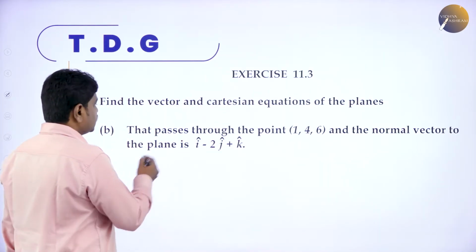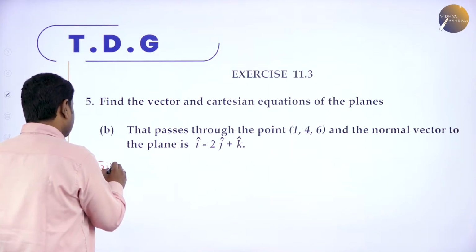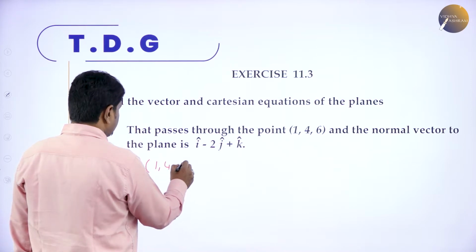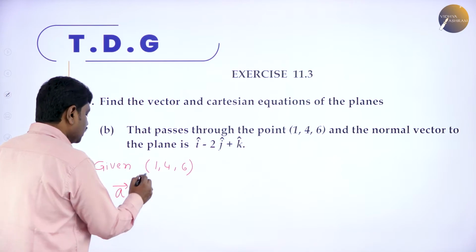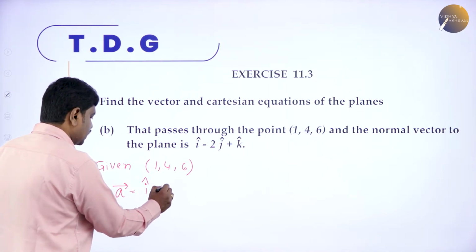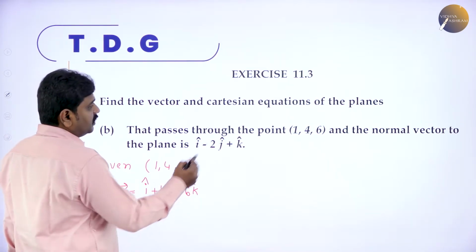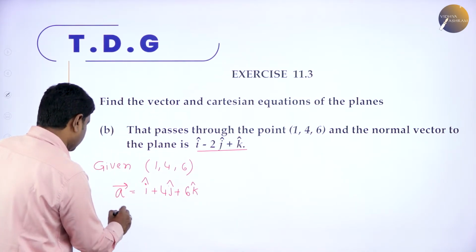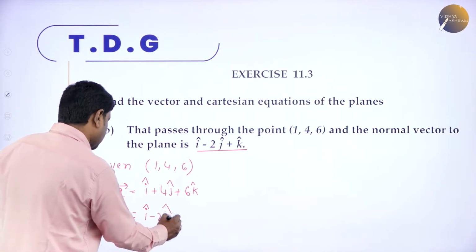Now the same thing, second question. They gave a point. What is the point they gave? 1 4 6 is the point they gave. So write the position vector of the point. Vector a is equal to 1 i cap plus 4 j cap plus 6 k cap. This is the position vector of the point, and they want the normal to the plane. Normal to the plane means perpendicular. Vector n is i cap minus 2 j cap plus k cap.